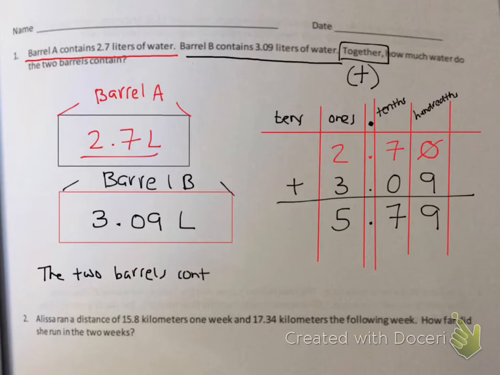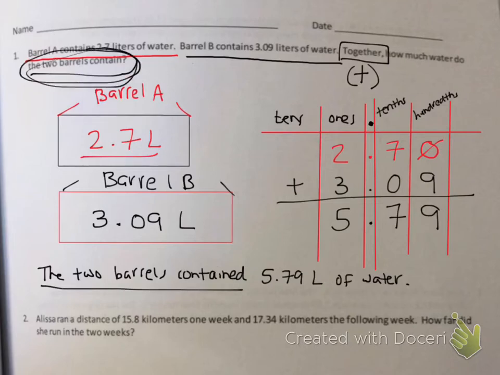So the two barrels contained 5 and 79/100 liters of water. All right, and I stole this straight from here, right here. I stole that sentence or those couple words from the actual problem. And then the answer, obviously, from here. And then the liters of water. So that's how we solved for this first problem. Great job using the place value chart, and great job using our drawing, our data, and then our statement.